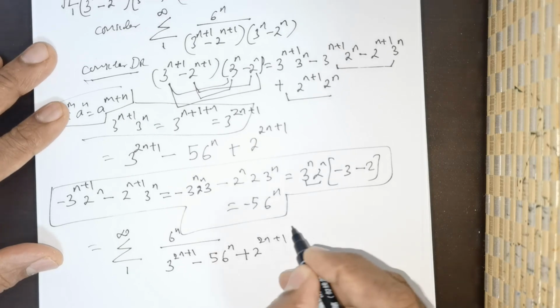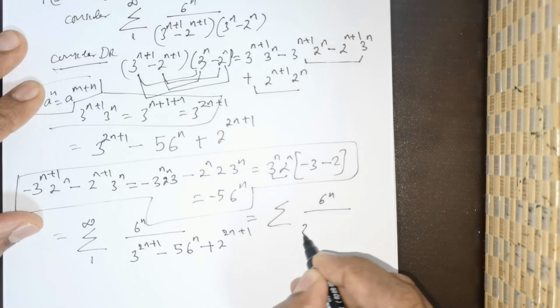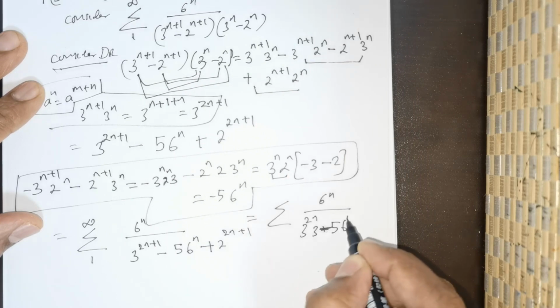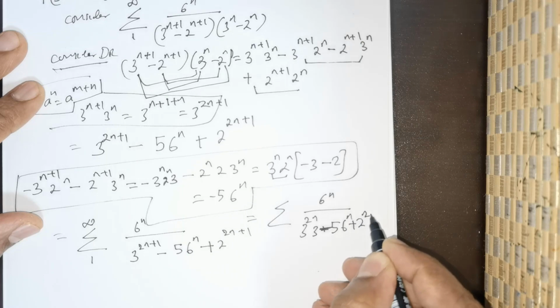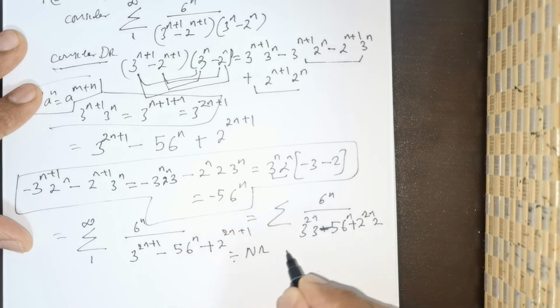Now I'm going to rewrite this as sigma 6 raised to the power of n divided by 3 raised to the power of 2n multiplied with 3, negative 5 times 6 raised to the power of n, positive 2 raised to the power of 2n multiplied with 2. Now what I wish to do is divide the numerator and the denominator by 6 raised to the power of n.